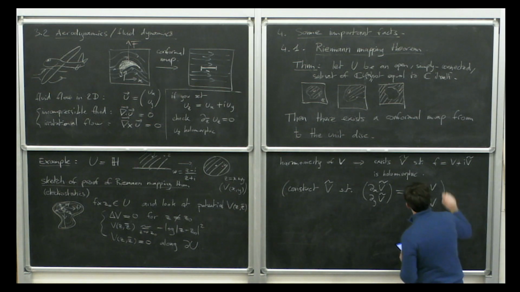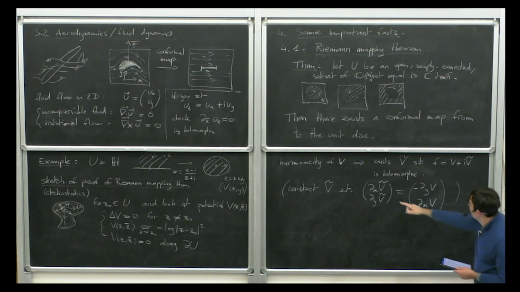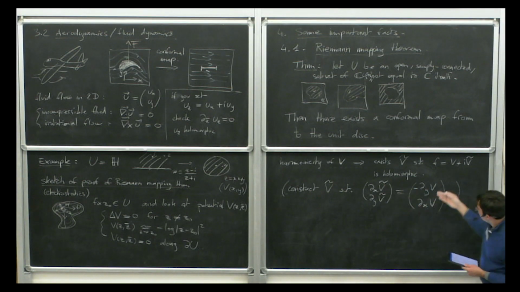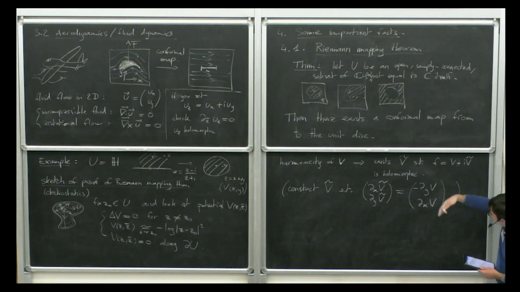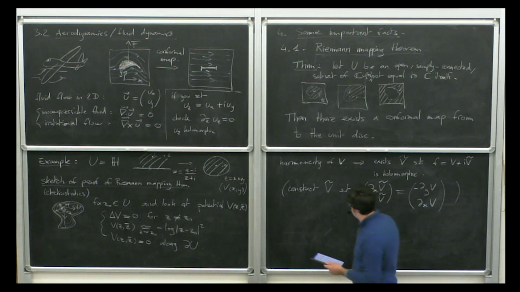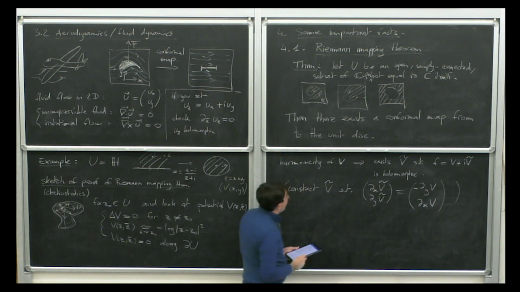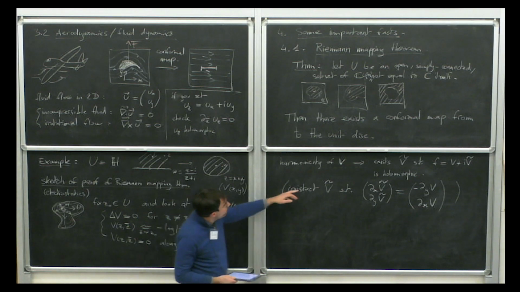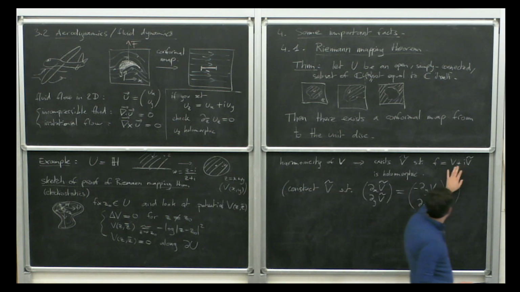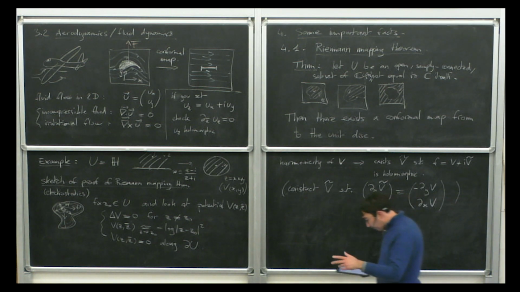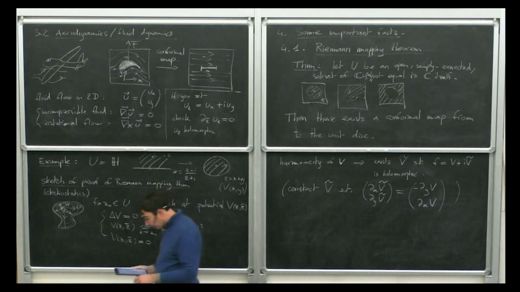Okay, so you can check that if you construct V tilde so that this equation is satisfied, so that the gradient of V tilde is the gradient of V rotated by 90 degrees, then V tilde will also be harmonic, and V plus i V tilde will be holomorphic. This is just saying that any harmonic function can be viewed as the real part of a holomorphic function.